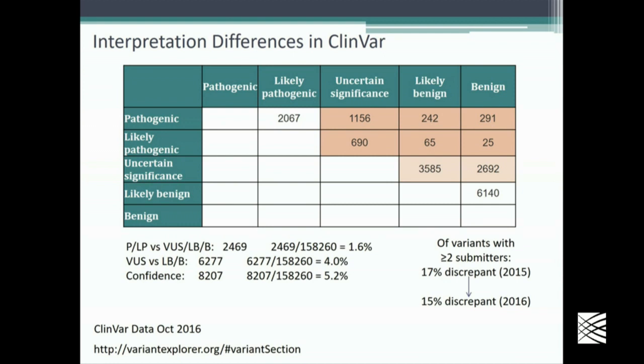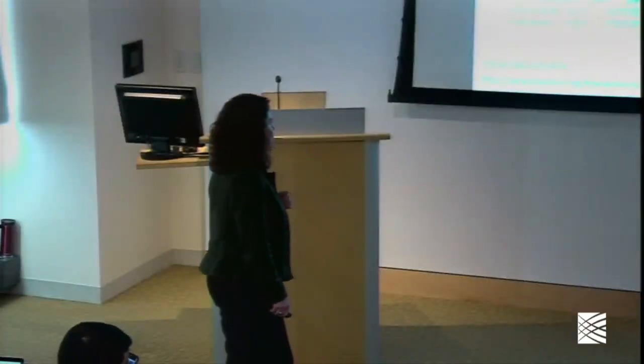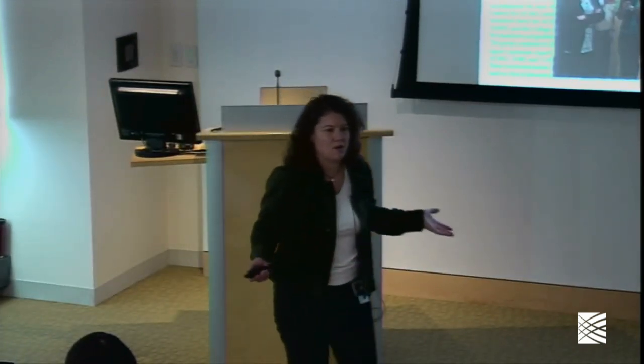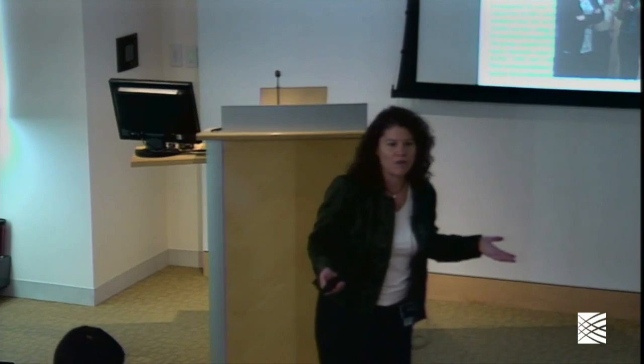We have been tracking discrepancies in ClinVar. We've now moved from 17% down to 15% discrepancies, and we hope that over time we will continue to improve that, largely through the process of what I call share and compare: identification of discrepancies and resolution of those discrepancies. Now, one of the reasons that we were fairly discrepant is there was no standard for how you interpret evidence for a variant for a long time.